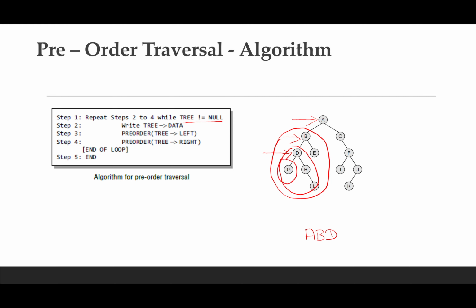It will check the condition. It is not equal to null. So it will go to step 2 and write tree data. So what is the data? G is the data. So it will write G.